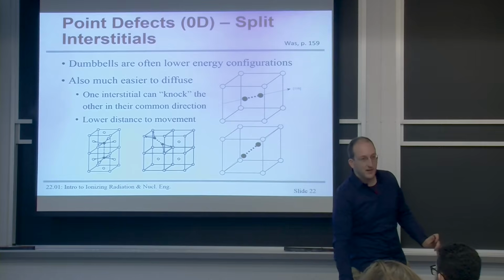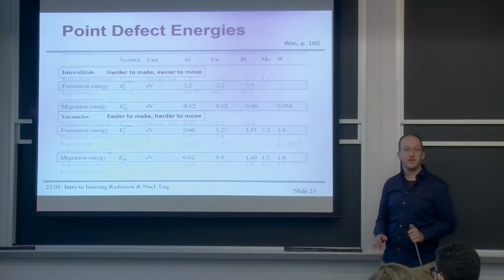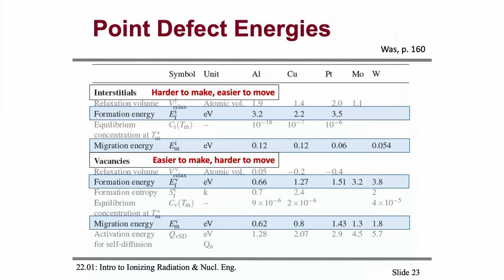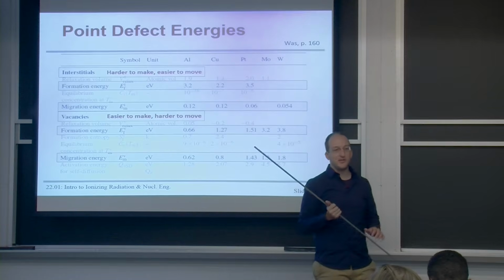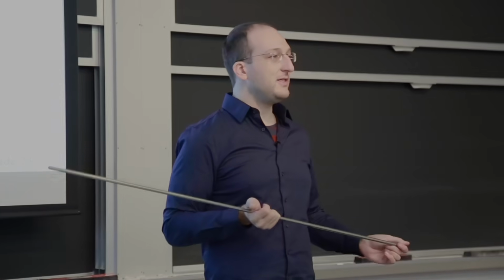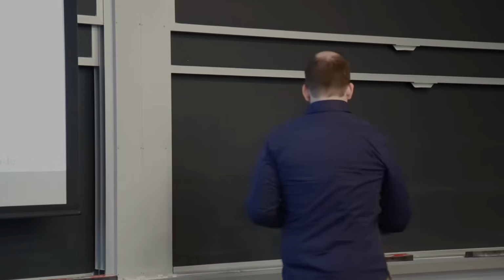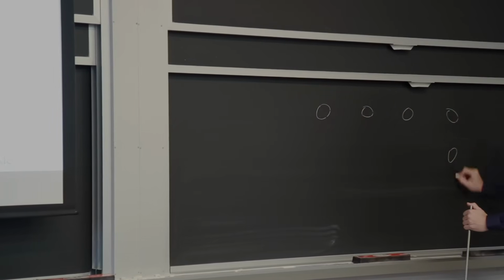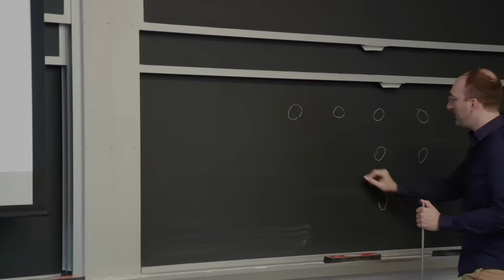So let's look a little bit at the energetics of these point defects, because understanding how they move and why will tell us a lot about how radiation damage happens. So it turns out that interstitials are very hard to make. It's really hard to shove an atom where it doesn't want to be. But once you get it there, it moves very easily. Let's draw a quick, simple cubic lattice to do a little thought experiment and explore why that might be.